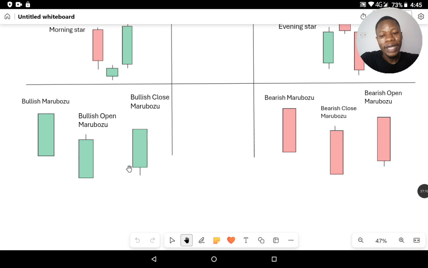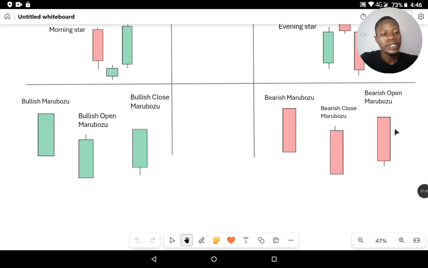So after opening, the market went down a little bit before the buyers took over, and they were able to close the market perfectly. So this is Marubozu close. All of this, when you see them on the support level, shows that the market is about to start going long and you should be preparing for a buy opportunity.